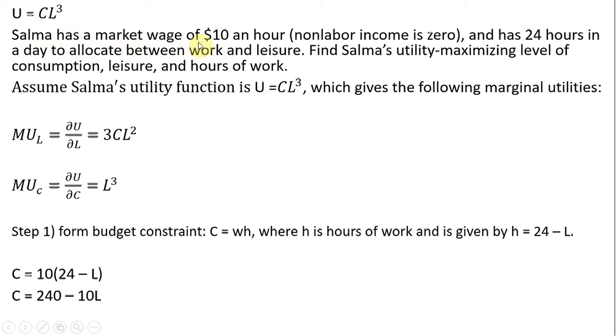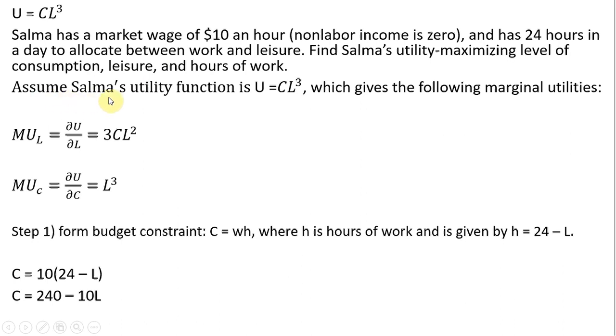She earns $10 an hour in the market. She has no non-labor income, so non-labor income is zero. And she has 24 hours in a day to allocate between work and leisure. We want to find Selma's utility maximizing level of consumption, leisure, and hours of work.